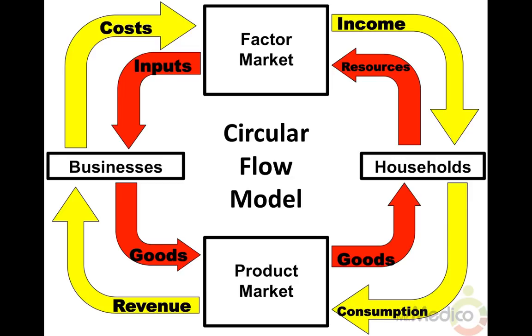So here the monetary flows are moving clockwise. Businesses incur costs. In the factor market, that becomes income, goes to the household. Households will consume. In the product market, that becomes revenue to the businesses. Then in the factor market, the households are supplying the economic resources, those economic inputs, and those inputs would be used to create goods and services in the product market. We can throw the government in the middle, as the government's going to tax households and businesses, but also provide goods and services to households and businesses.